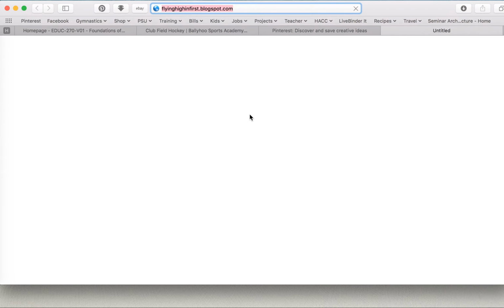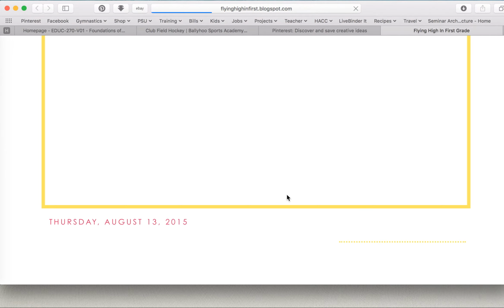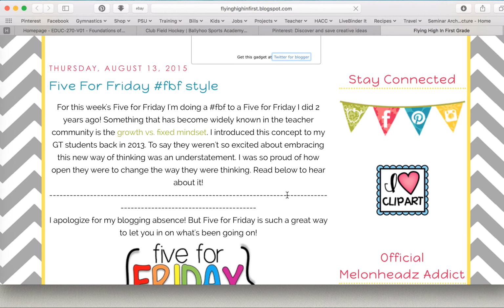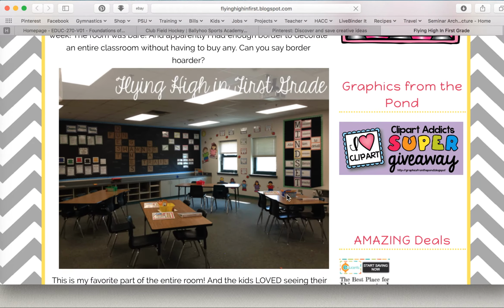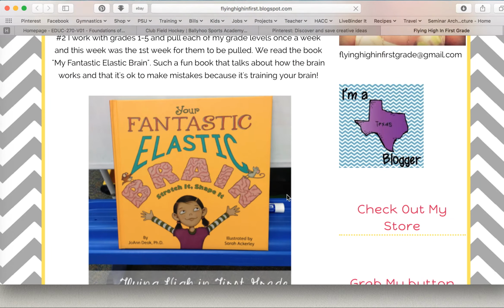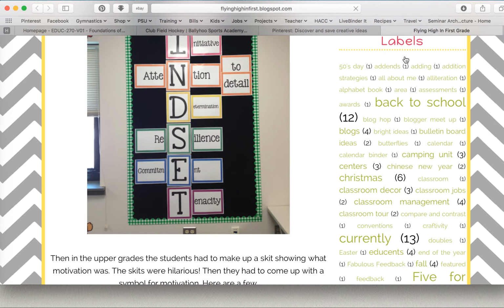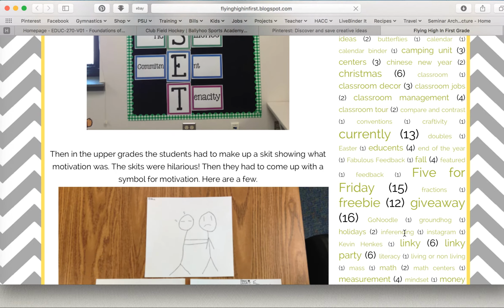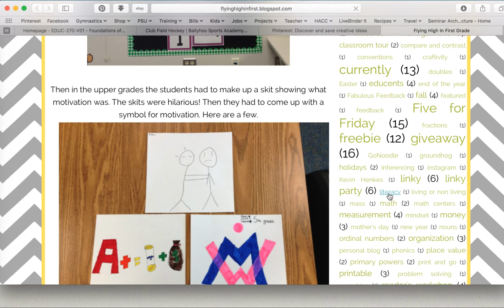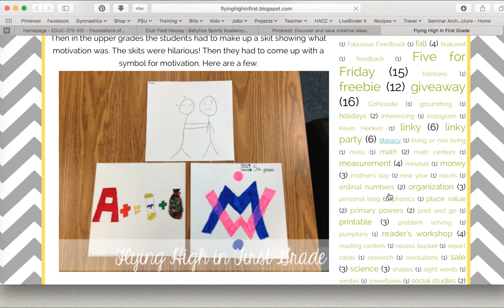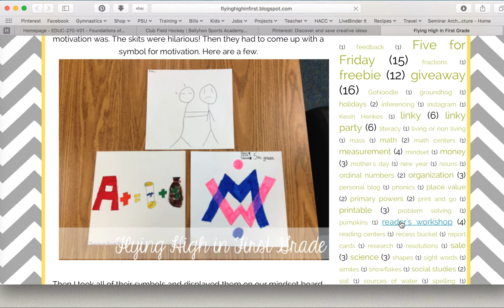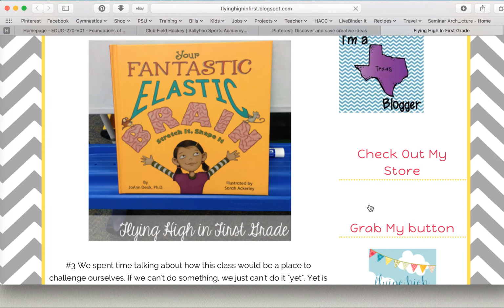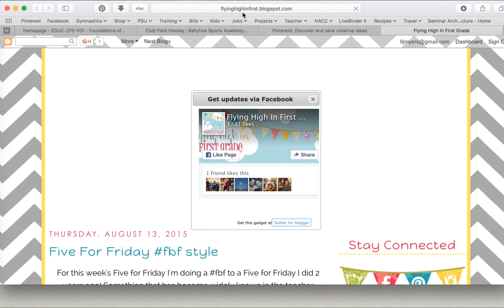And for Pinterest, you need to click twice if you didn't know that. So Flying High in First is a blog that I visited before. And if you go down to the side of the blog, it will give you all of the topics that their blog posts are about. So if you can find something literacy, there's one for literacy: Reader's Workshop, reading centers. So you could use this website to do an evaluation.